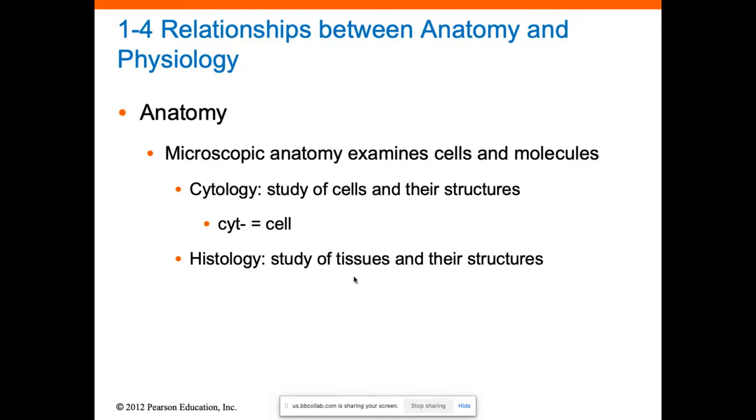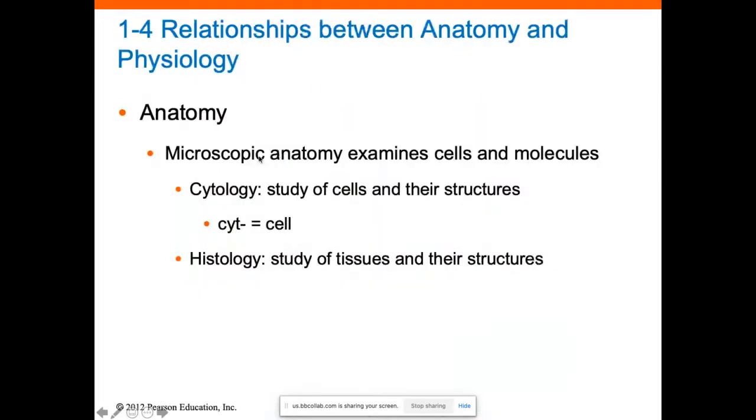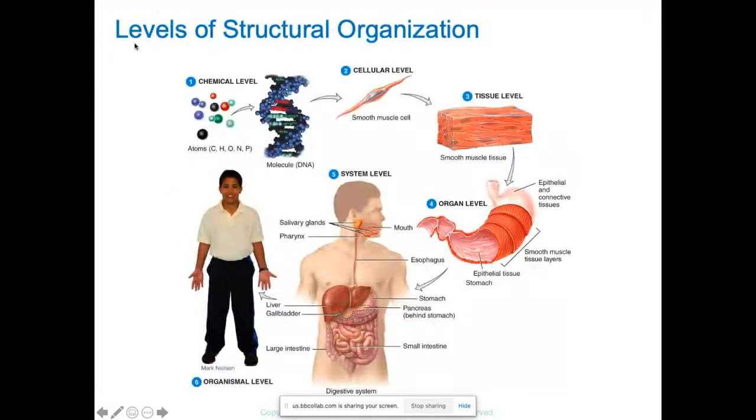So the 4 types of tissues are called epithelial tissue, connective tissue, muscle tissue, and nerve tissue. Those are the 4 types: epithelial tissue, connective tissue, muscle tissue, and nerve tissue. Now, since we mentioned cells and tissues, it's really important to know the levels of structural organization. After all, how is an organism created?